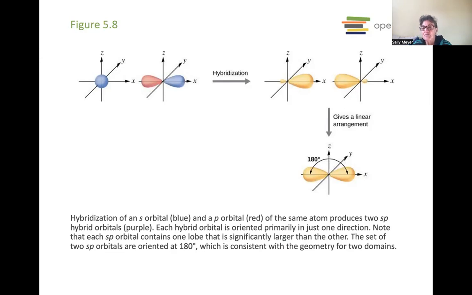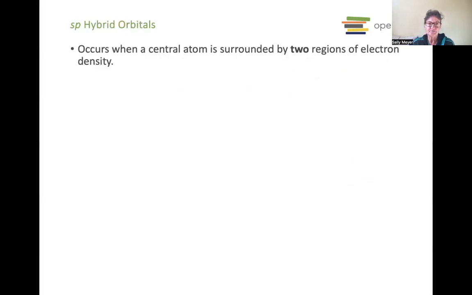And so if you were to form bonds with those 2 hybrid orbitals, the bonds would be 180 degrees apart, which is consistent with what VSEPR would say. If you have a central atom and 2 bonds to it, you'd have 180 degree angles. So sp hybrid orbitals occur when a central atom is surrounded by 2 regions of electron density.